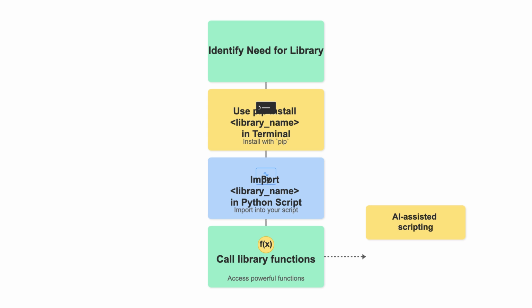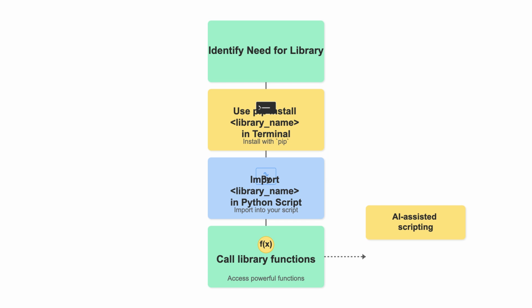So, how do we actually get these powerful tools into our Python environment? The primary tool for managing Python packages is pip. It's Python's package installer, and it's incredibly straightforward. To install a library, you simply open your terminal or command prompt and type pip install followed by the library's name. For instance, pip install requests will download and install the requests library, which is fantastic for making HTTP requests. Once installed, you can use the import statement at the beginning of your Python script to make the library's functions and classes available in your code.